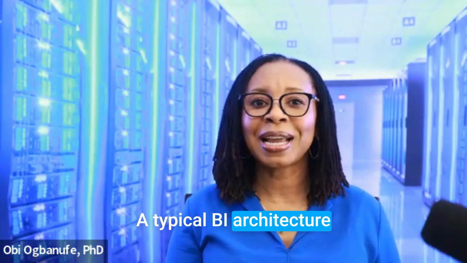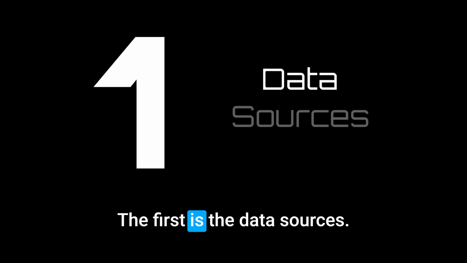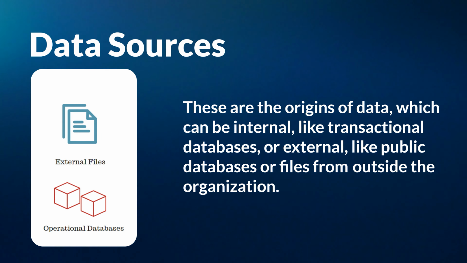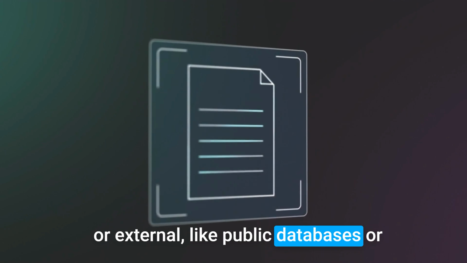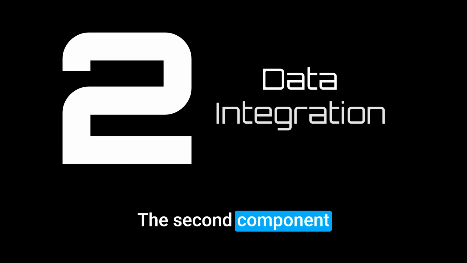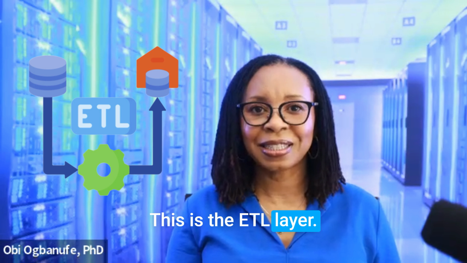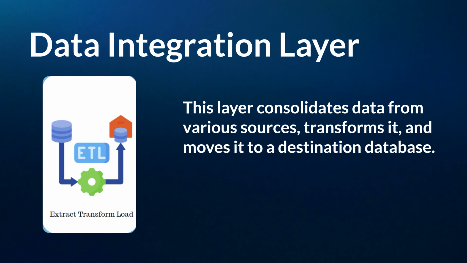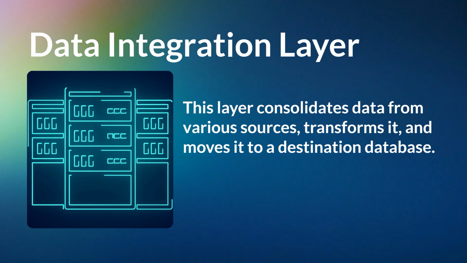A typical BI architecture includes four main components. The first is the data sources. These are the origins of data, which can be internal, like transactional databases, or external, like public databases or files from outside the organization. The second component is the data integration layer. This is the ETL layer. This layer consolidates data from various sources, transforms it, and moves it to a destination database.